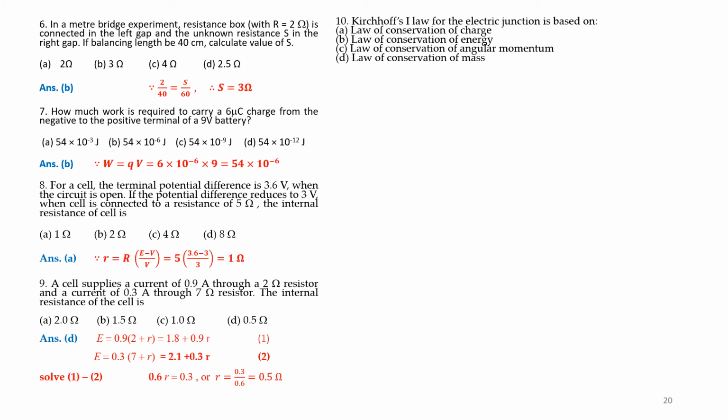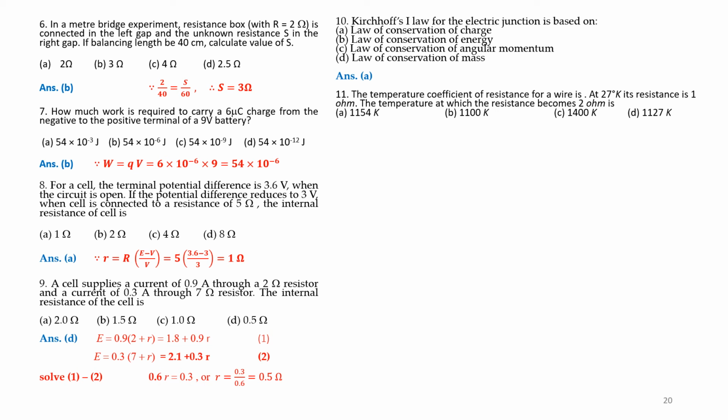Question number 10. Kirchhoff's first law for an electric junction is based on. We know that the first law is based on charge. The answer is A. The temperature coefficient of resistance of a wire is given, and at 27 degrees its resistance is 1 ohm. The temperature at which the resistance becomes 2 ohms is asked. Answer is B.